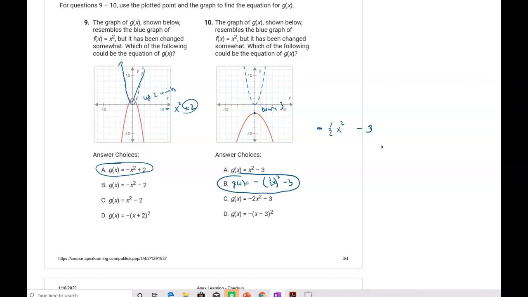letter B. Okay? So do me a favor, try your best on this, and let me know if you have any questions.